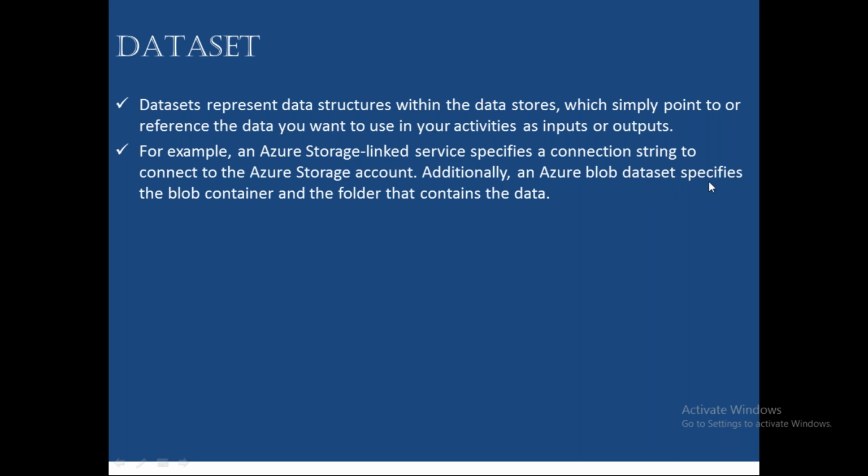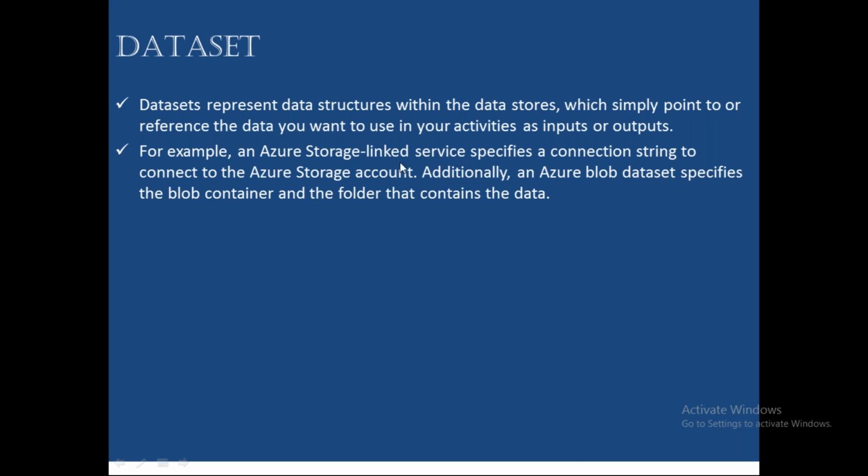We have the next one, the dataset. What is the dataset going to do? The dataset specifies the blob container and the folders that contain the data. A container is nothing but a main folder, and inside that you will have a subfolder. So inside the blob storage, the dataset specifies the blob container and the folder that contains the data. That particular folder you need to reference.